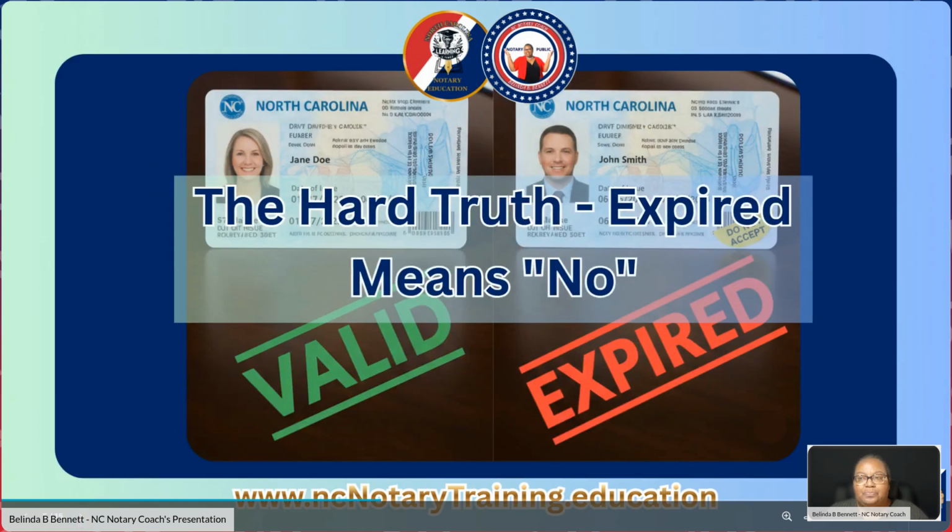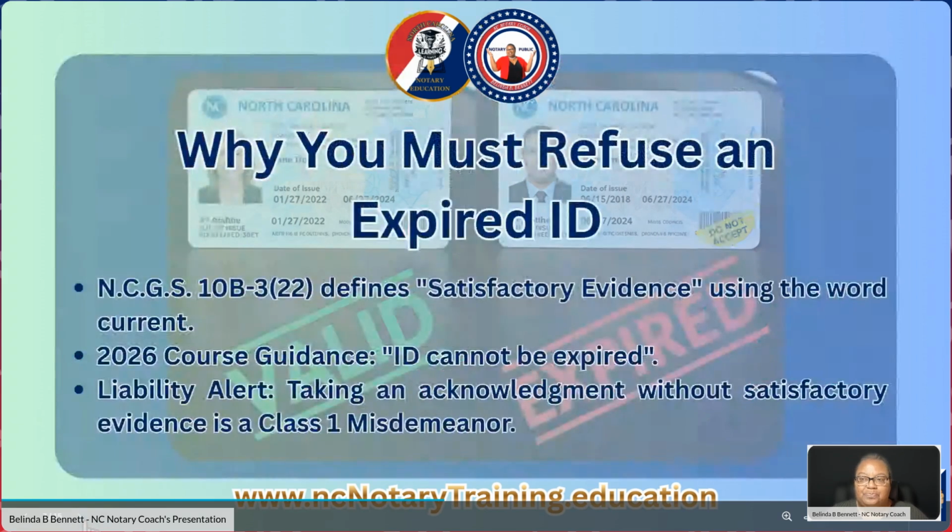All right, so the hard truth: expired means no. If a person has an expired ID and you don't know them, then you can't move forward with them, not with the ID in this situation. So when it comes to North Carolina General Statutes 10B, paragraph 322, it defines satisfactory evidence using the word current. The 2026 course guidance: ID cannot be expired.